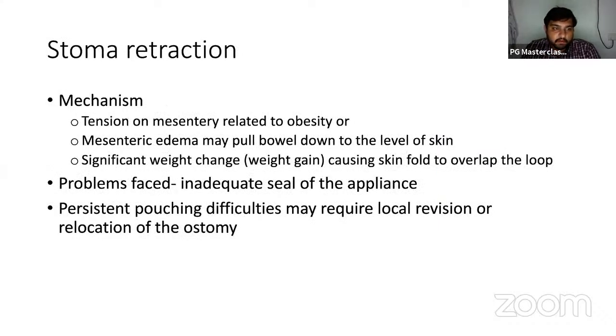Stoma retraction. Mechanisms for stoma retraction include tension on the mesentery related to obesity, or mesenteric edema that may pull the bowel down to the level of the skin. Also, significant weight gain can cause a skin fold to overlap the loop. Problems faced are inadequate sealing of the appliance and persistent pouching difficulties, which may require local revision or relocation of the ostomy.